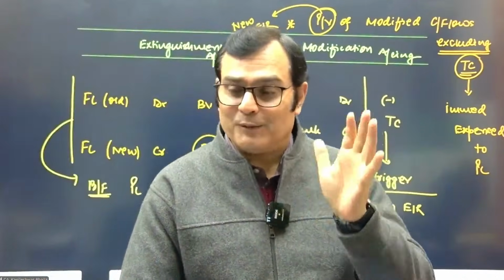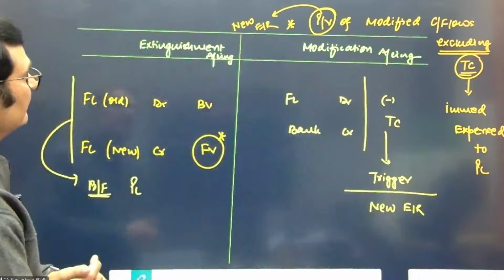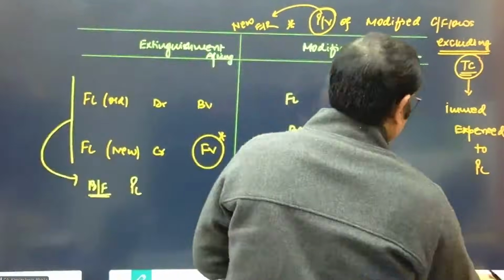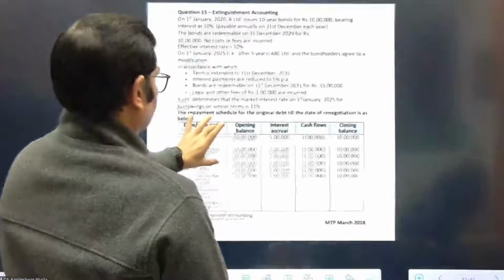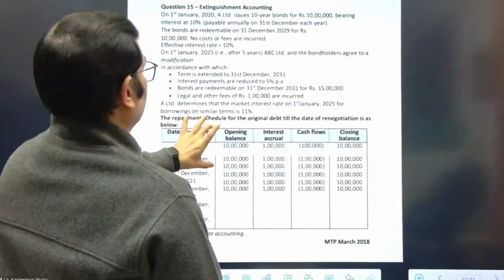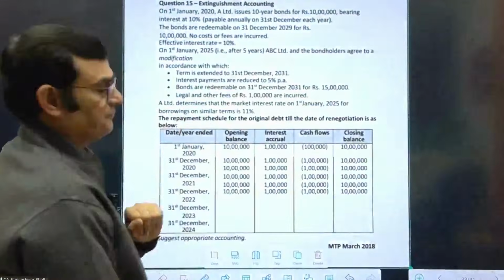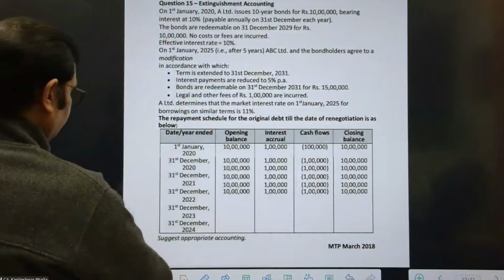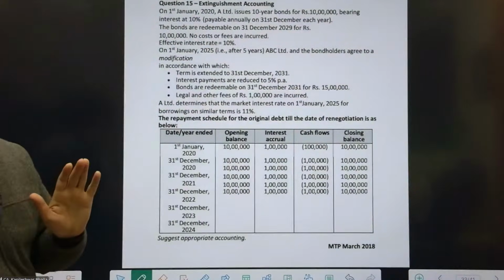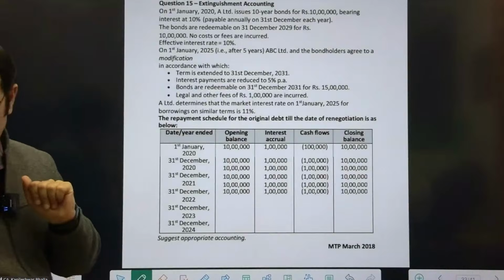Let's do a practical now on this. Question number 15. So let's see extinguishment accounting. I hope that's visible, right? I guess that's visible, right?